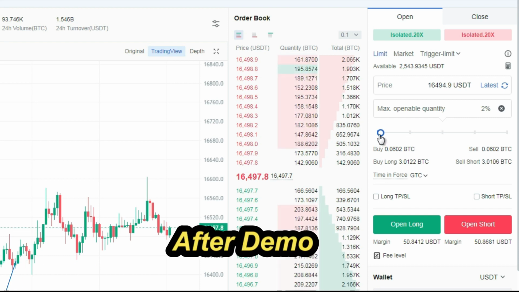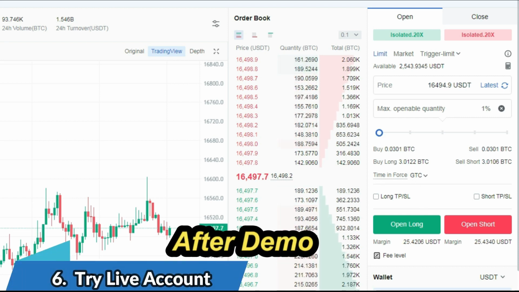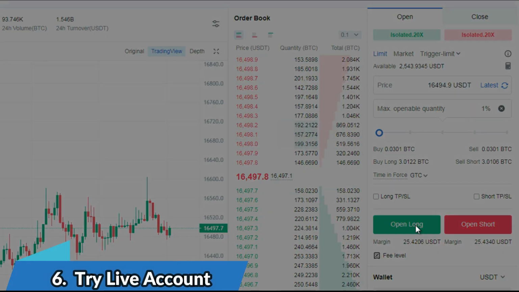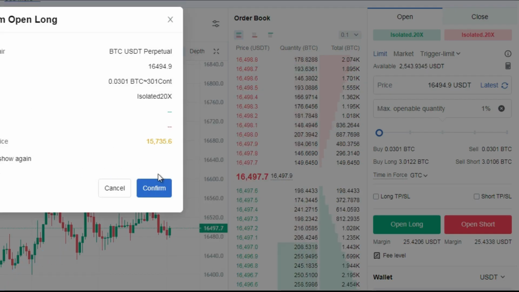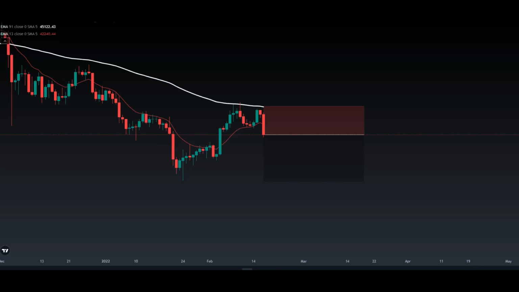After being successful on a demo account, only then jump on a real account with $100 and start your trades by risking $1. And remember, if you don't have a plan, the plan B will automatically work.